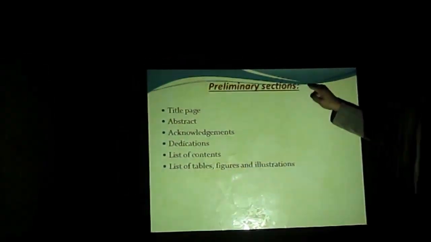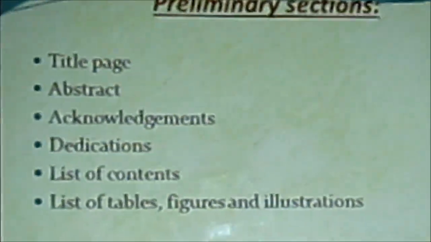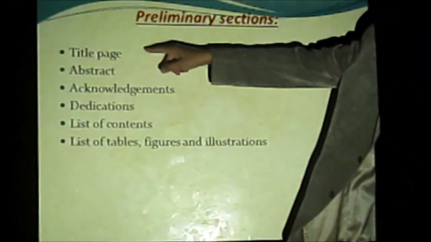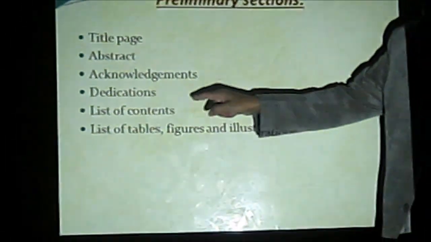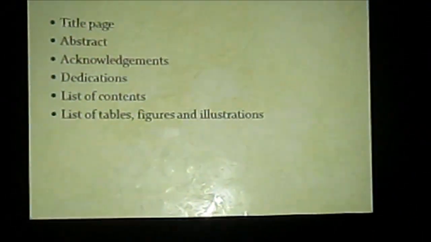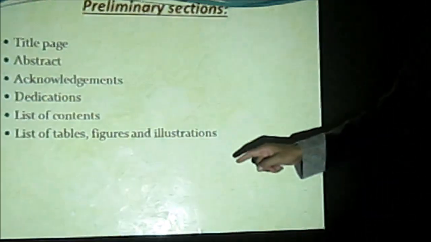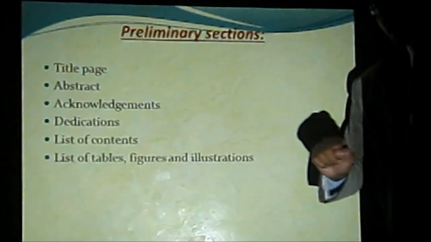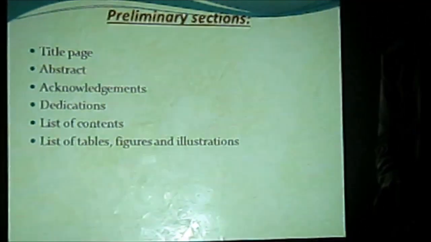Preliminary sections. Now, why are they called preliminary? Preliminary sections contain the following items. There is a title page, an abstract, acknowledgements, dedications, list of contents, list of tables, figures and illustrations, and also there is an item which is missing. I'm sorry not to add it: list of abbreviations and acronyms.